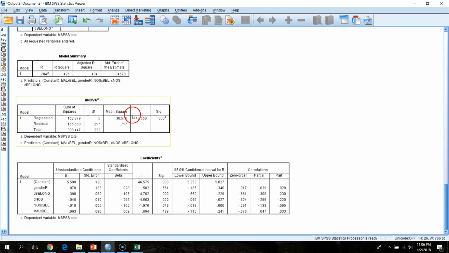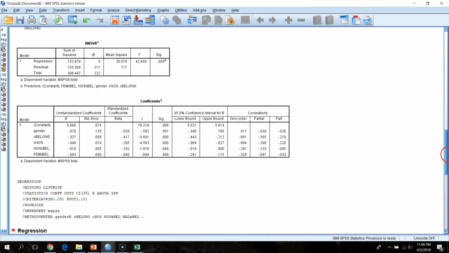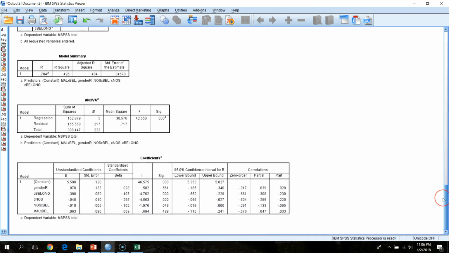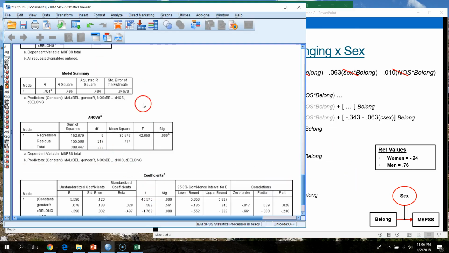Interaction terms are identical, F's and R squareds are identical, my coefficient for gender is identical, NOS is identical, but we're seeing a slight change in belonging just because we've modeled this in. And so again, because this interaction isn't exactly 0, we're going to see this shift around. It doesn't change much, right? But it's going to change a little bit. And here we see conditional effect of thwarted belongingness at average levels of NOS for men is going to be negative 0.39, whereas it's negative 0.327 for women.